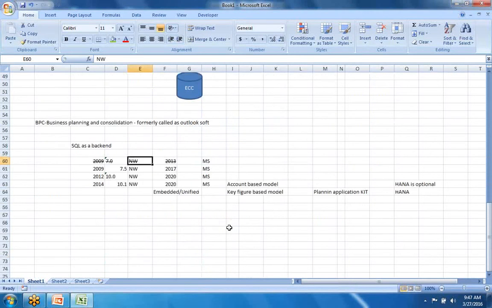So currently this is the latest version from SAP, 10.1. It comes in two variations: one is standard and one is embedded. Mostly the standard is being used in the current market.